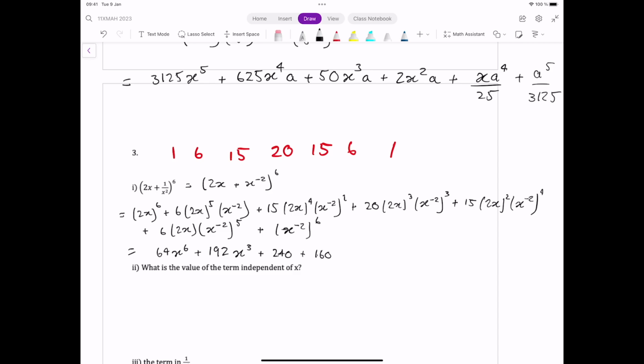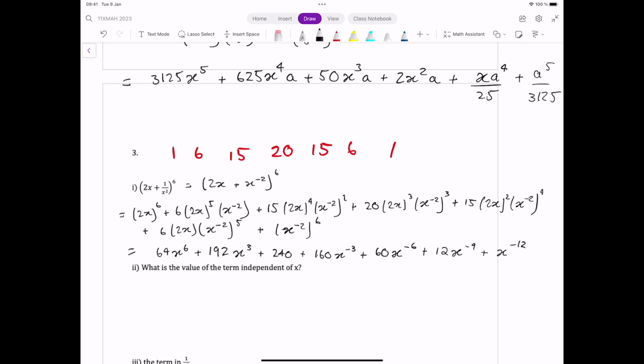We've got x cubed minus x to the power of 6, which is minus x cubed, plus 15 times 2 squared is 60. x to the power of 2 minus 8 is x to the power of minus 6, plus 6 times 2 is 12. And then we've got 1 minus 10, which is x to the power of minus 9, plus x to the power of minus 12.